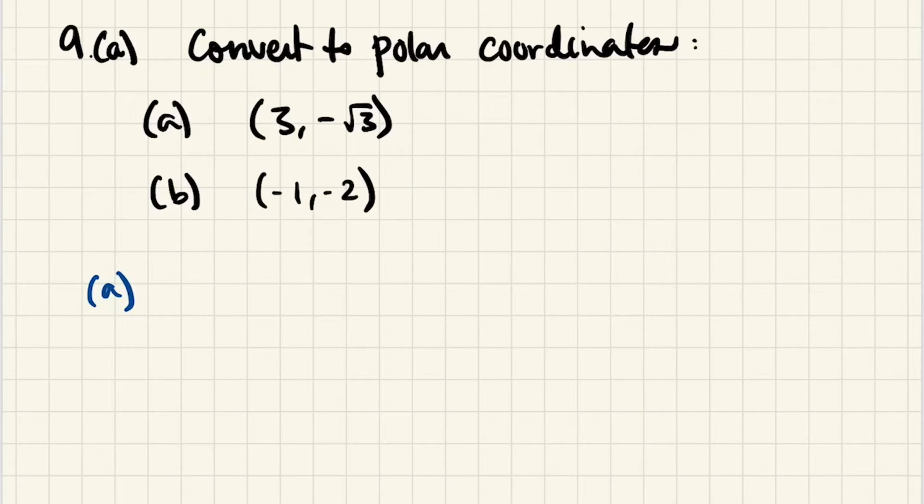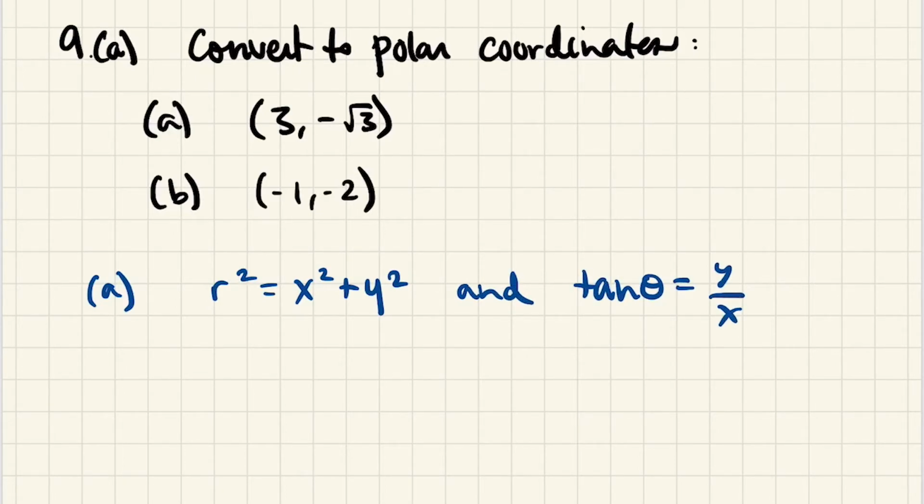Okay, when we're converting from Cartesian to polar coordinates, we are going to use the following formulas: r squared is x squared plus y squared, and tangent of theta is y over x. We get to choose whether we want our r to be positive or negative. Correspondingly, we need to select our theta so that the quadrant is correct, given the quadrant of the original point.